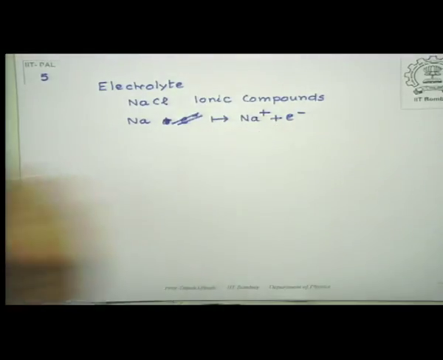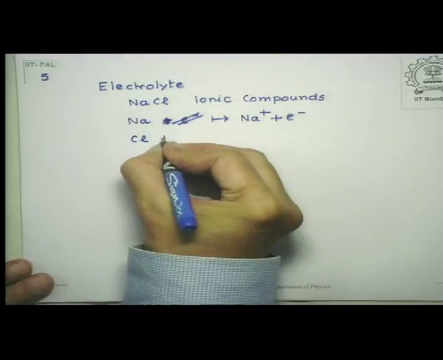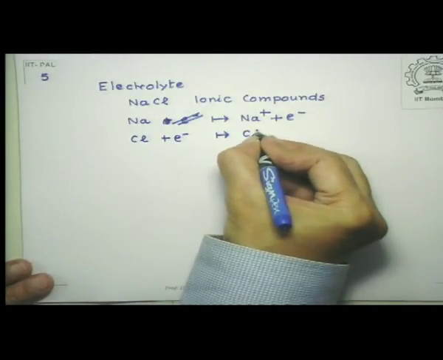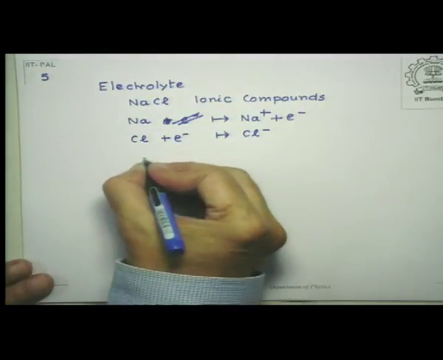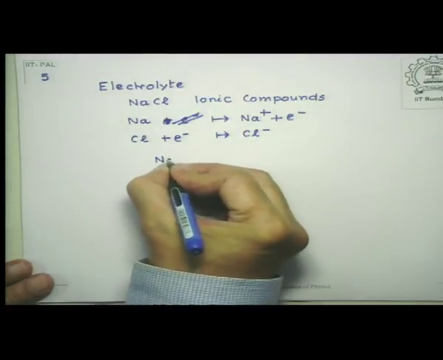Now this electron that is there is easily attracted by chlorine. So chlorine very readily agrees to accept this electron in its valence shell, and so the chlorine accepts the electron and becomes a negatively charged chlorine ion. So therefore, what happens in a sodium chloride solution is that instead of sodium chloride together as atoms, we have Na plus and Cl minus.